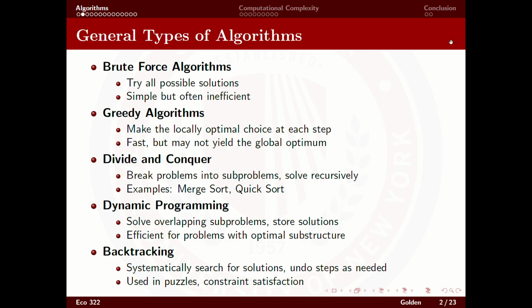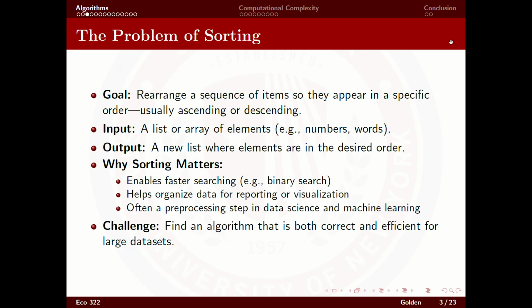Dynamic programming is where you solve overlapping subproblems and you store the solutions. This is usually what you get asked about in coding interviews, because it's a much more efficient way to solve problems. And then backtracking: you systematically search for solutions and undo steps as needed, using puzzles and constraint satisfaction.